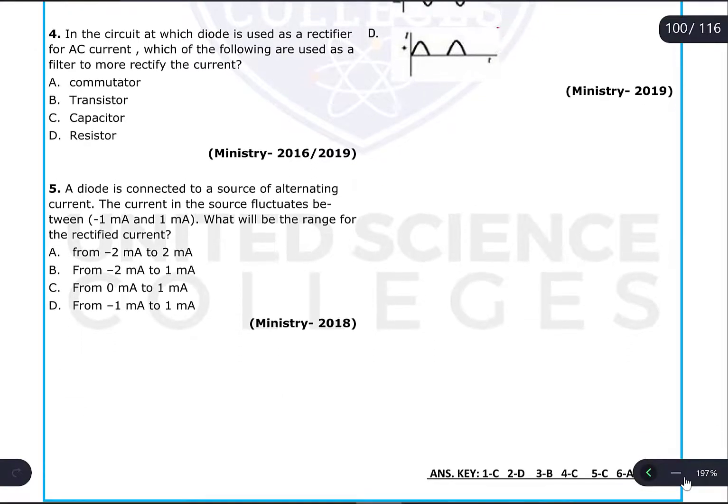Question number 4. In the circuit in which diode is used as a rectifier for an AC current, which of the following is used as the filter? So filters are capacitors. Capacitors are filters which change this pulsating direct current to a much better direct current by filling this empty space. That's why they are called filters.